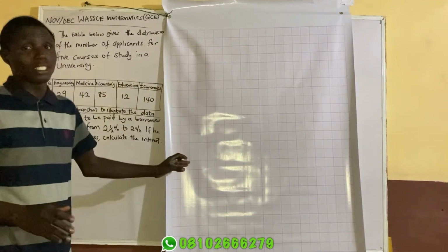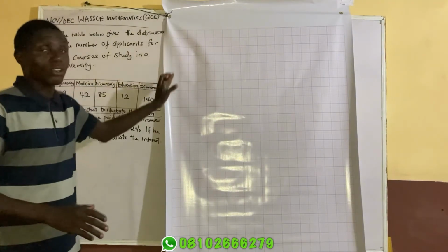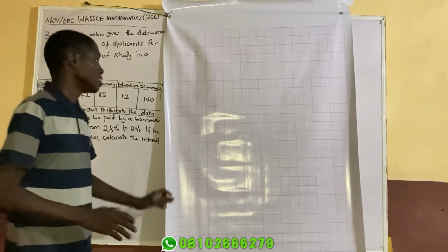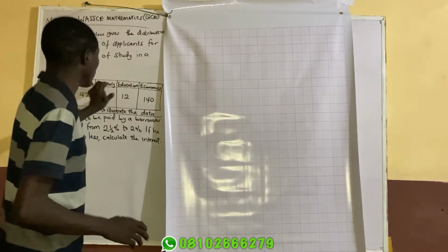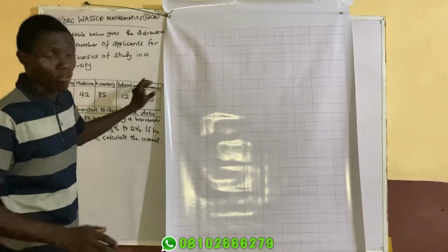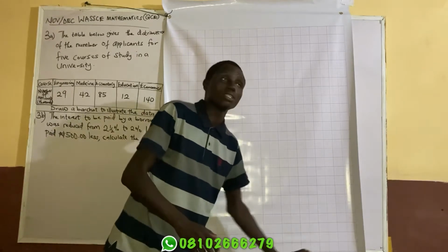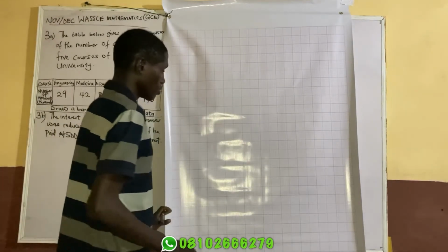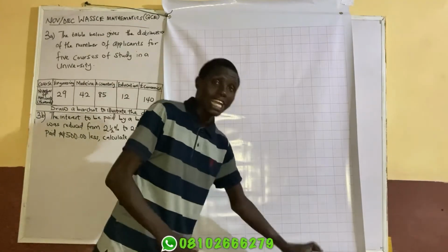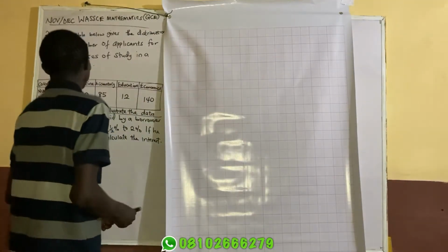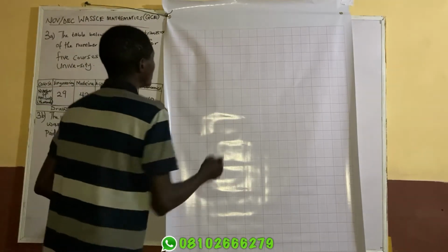the bar chart is plotted by having your frequency on the vertical axis. This one on the vertical axis is the y-axis, while your information, maybe the title of your information, is written on the horizontal. So this is your vertical, and this is your horizontal, the y-axis and the x-axis. Now let's write the bar chart. The first thing is to write the title and the scale.